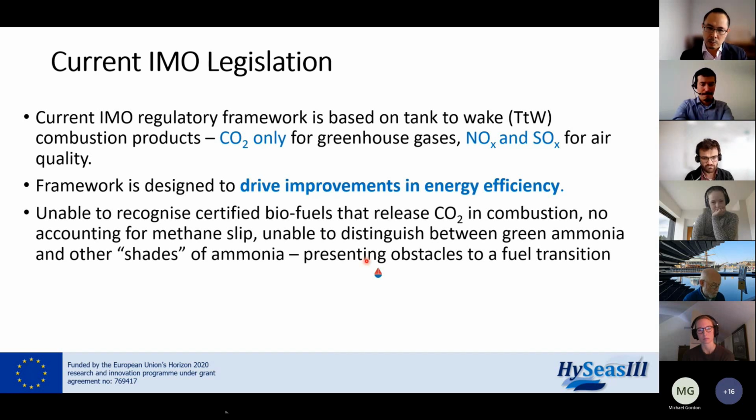So what do I mean by that? We're unable to recognize certified biofuels that release CO2 in combustion. No accounting for methane slip. We can't distinguish between green ammonia and other shades of ammonia. So we ultimately present obstacles to a fuel transition because we're not able to distinguish good from bad. Some we can distinguish: if you have something that doesn't have CO2 in combustion against something that has CO2 in combustion. That's about it. It's a bit rough.